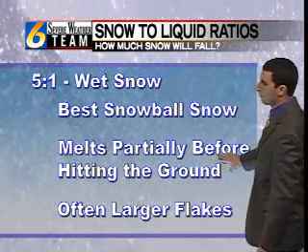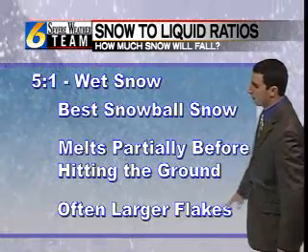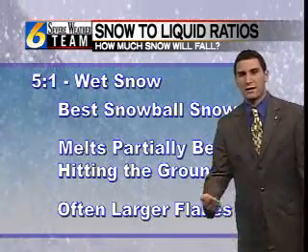It melts partially before hitting the ground. It's a wet snow. That's why it's melting. Temperatures are a little bit warmer, and it often includes larger flakes, but less of them.